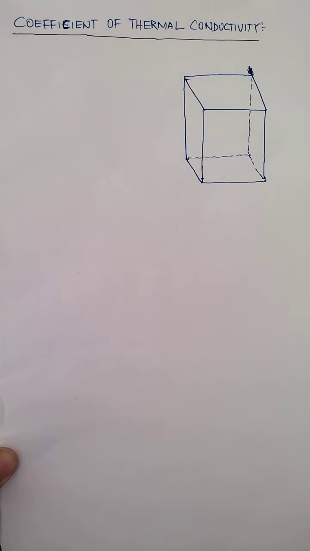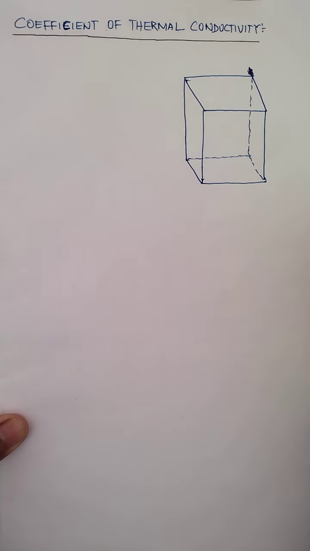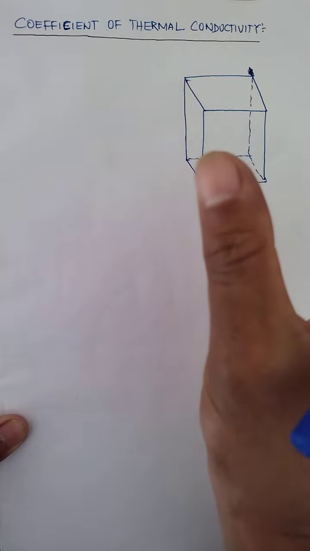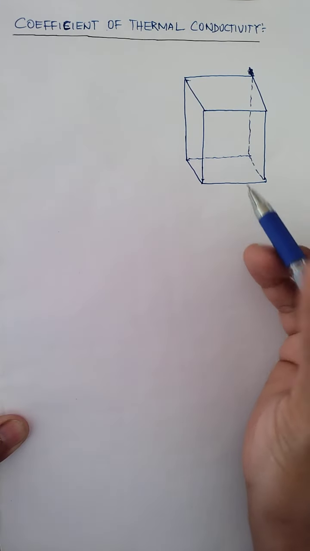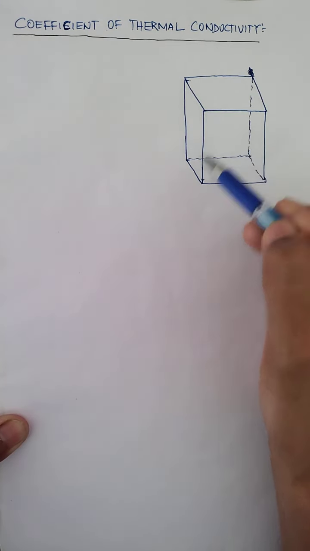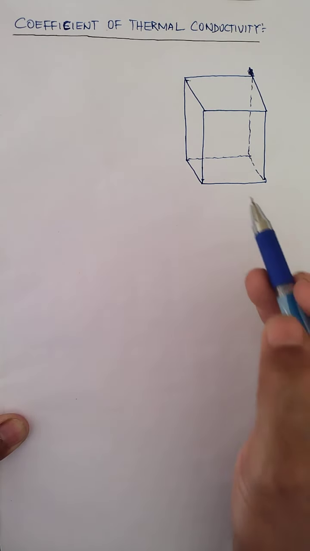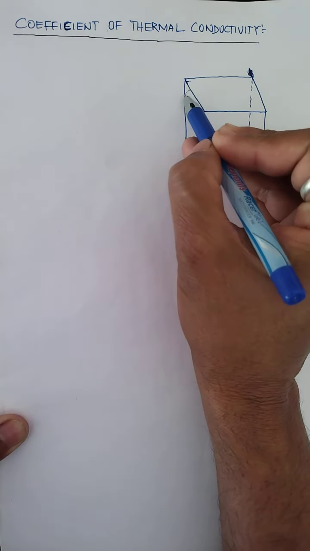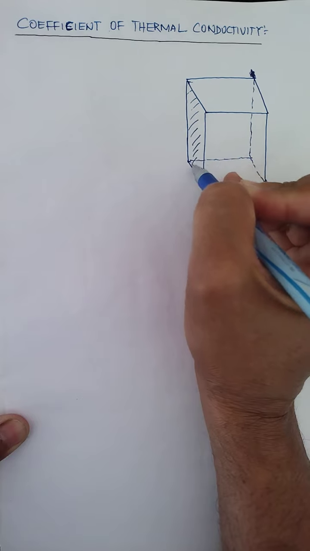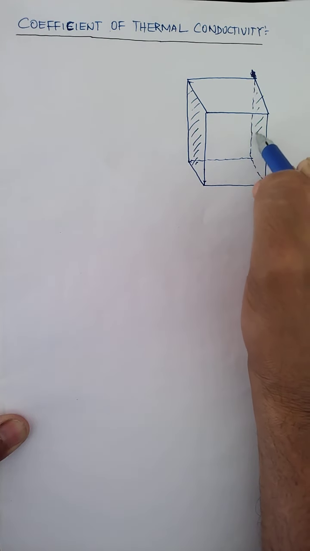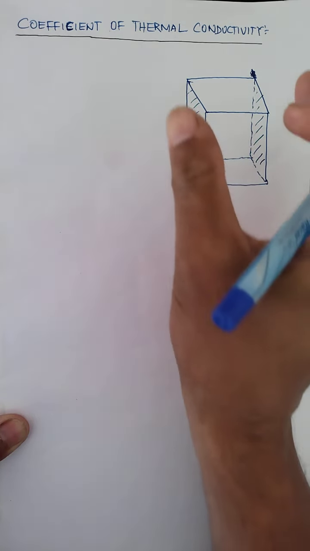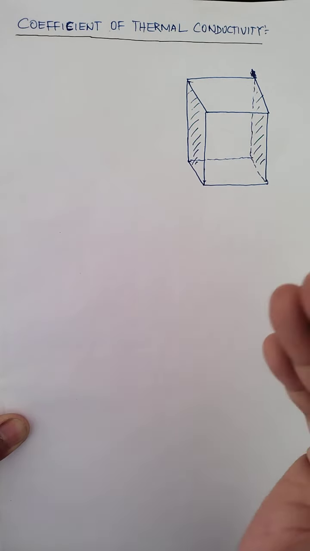We take a slab, and this is a parallel faced slab. Now this has a cross section area, and even this face has a cross section area. And the cross section areas of the two faces of this slab are parallel to each other.